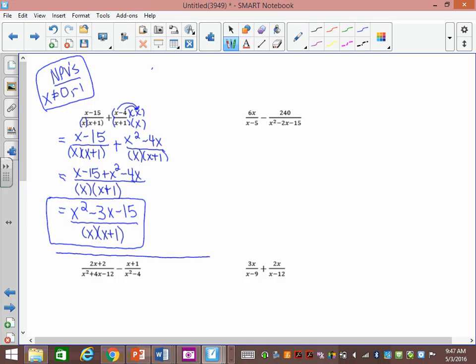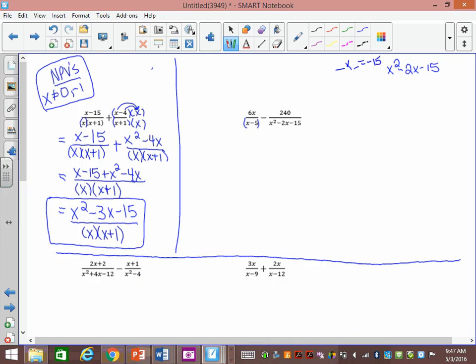Okay. This one, we have x minus 5 on the denominator. That one's as low as it can go, right? And then we have x squared minus 2x minus 15. So the first thing we want to do is factor that. x squared minus 2x minus 15. So what times what equals negative 15? What plus what equals negative 2? x minus 5 and x plus 3.